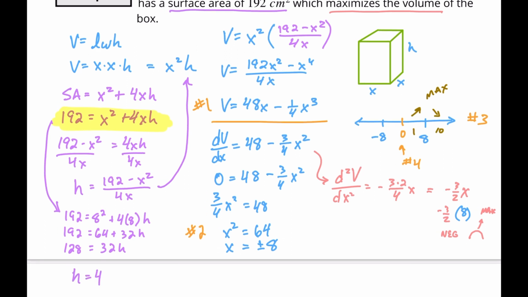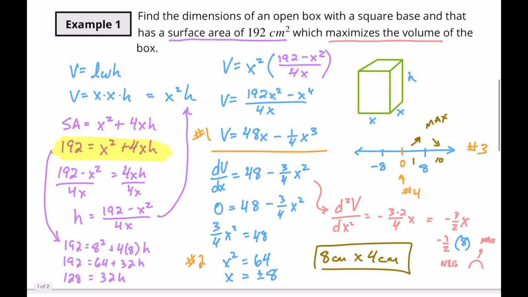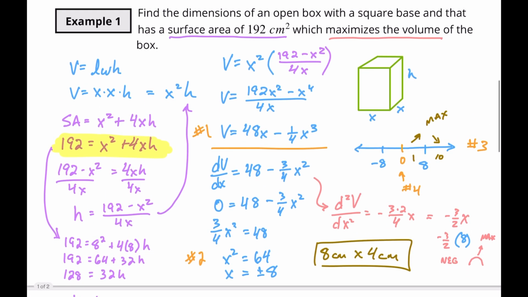Our dimensions for this are going to be the base, which is x, which is going to be 8 centimeters by 4 centimeters for our height. These are the dimensions that we're looking for. We're looking to find the dimensions of an open box. So there we go. We just found the dimensions of this box: 8 centimeters by 4 centimeters. That's what's going to give us the maximum volume for that box.